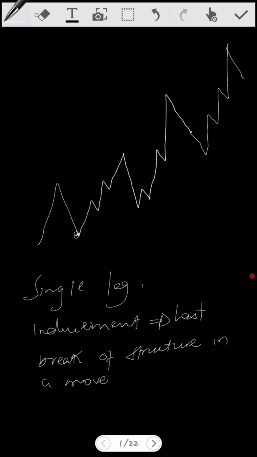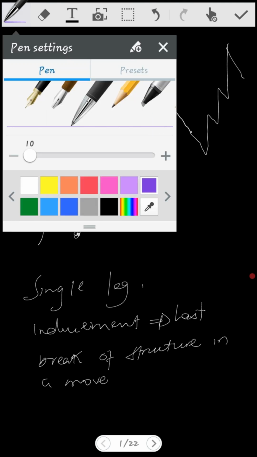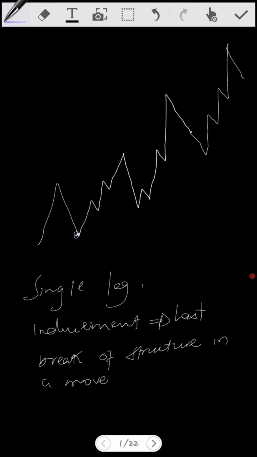Let me change this. Let's say the move started from here. Now it came, moved here, it moved here, and moved up to here, right? Now, what was the last break of structure? The overall break of structure, the major break of structure was this, right? But the minor breaks of structure were this and that.